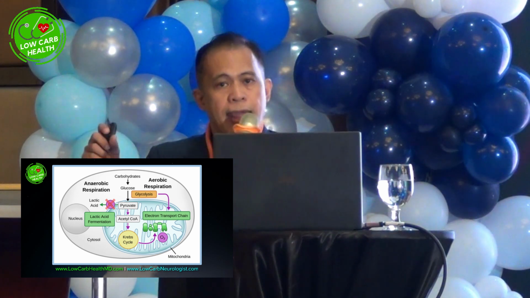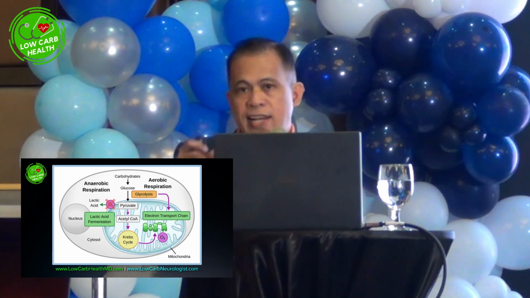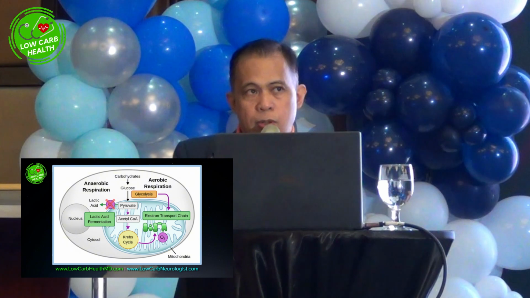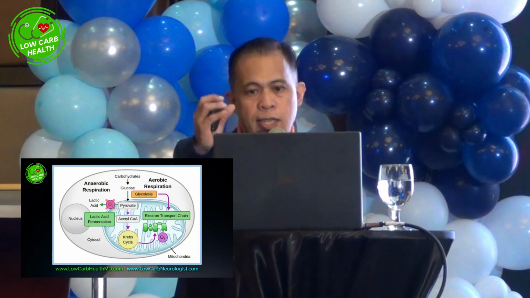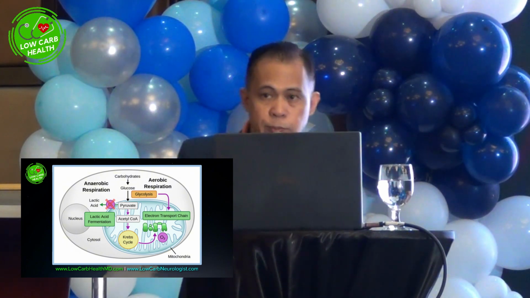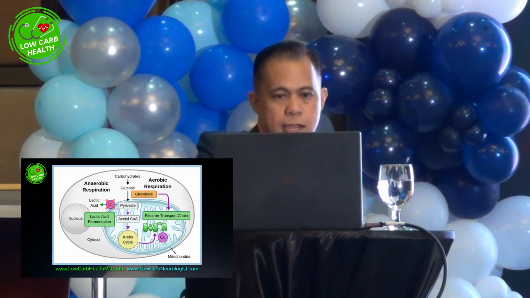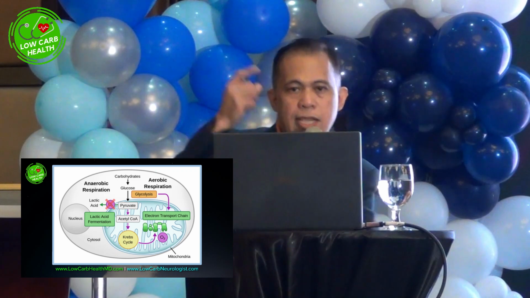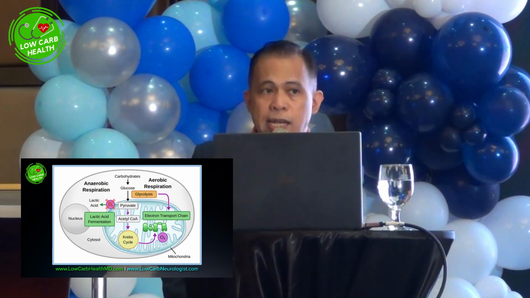So all cancer cells will not thrive using aerobic or oxygen respiration because the mitochondria is damaged. That's why they produce lactic acid, and it uses glucose mainly as a substrate.